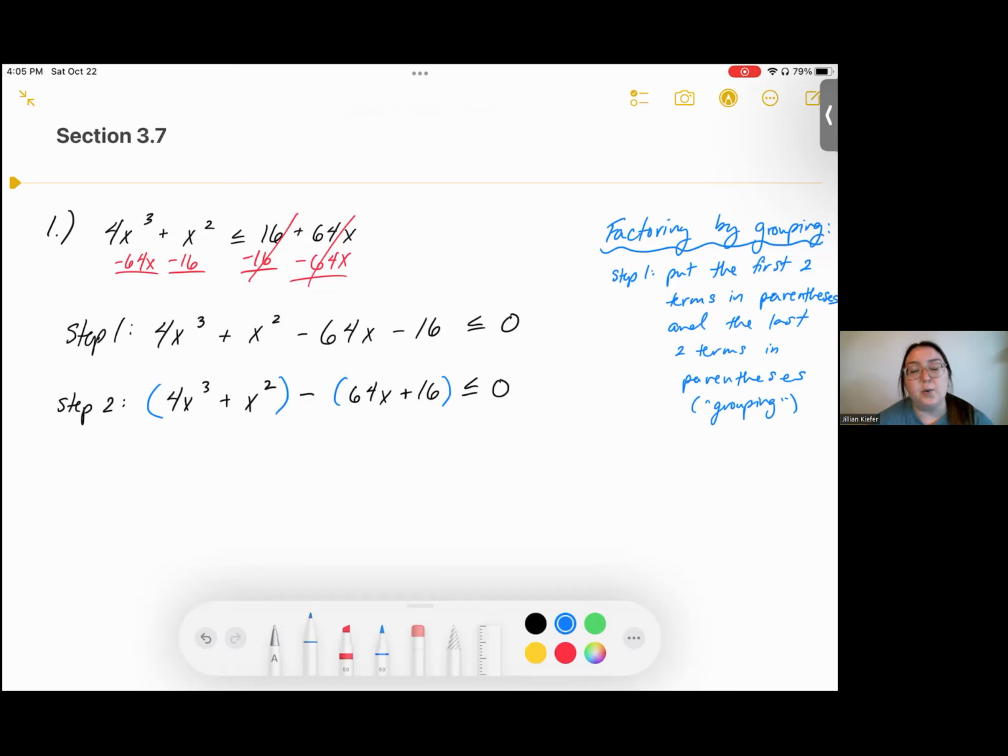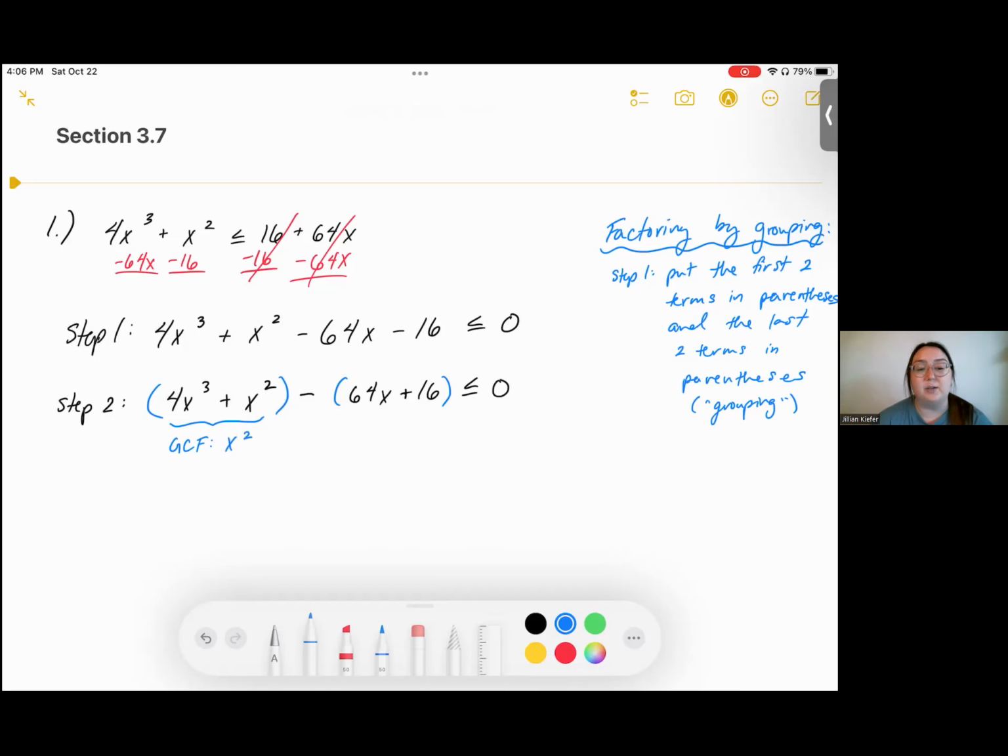All right. So once you've grouped up your two groups, you're going to find the greatest common factor between the two terms in each of your groups. If you remember, the greatest common factor is essentially the biggest thing that you can factor out of both terms. So if we have 4x cubed plus x squared, our greatest common factor, or the biggest thing we can take out of both, would be x squared.